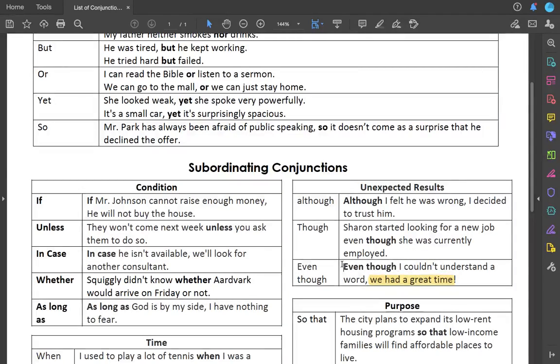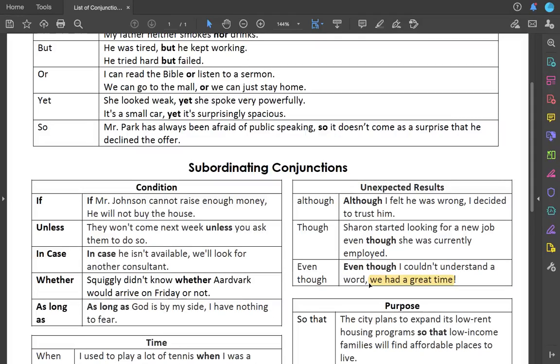Okay, think of it this way. If I tell you, "Even though I couldn't understand a word," and then what are you going to say? Like, what? What are you trying to say? Well, what do you want to say? Complete your sentence. Exactly. My sentence is not complete because a sentence has to be complete in terms of thought. Okay, so when I read something like this and it doesn't have a complete thought, we call that a fragment or an incomplete sentence, which is not a sentence at all.